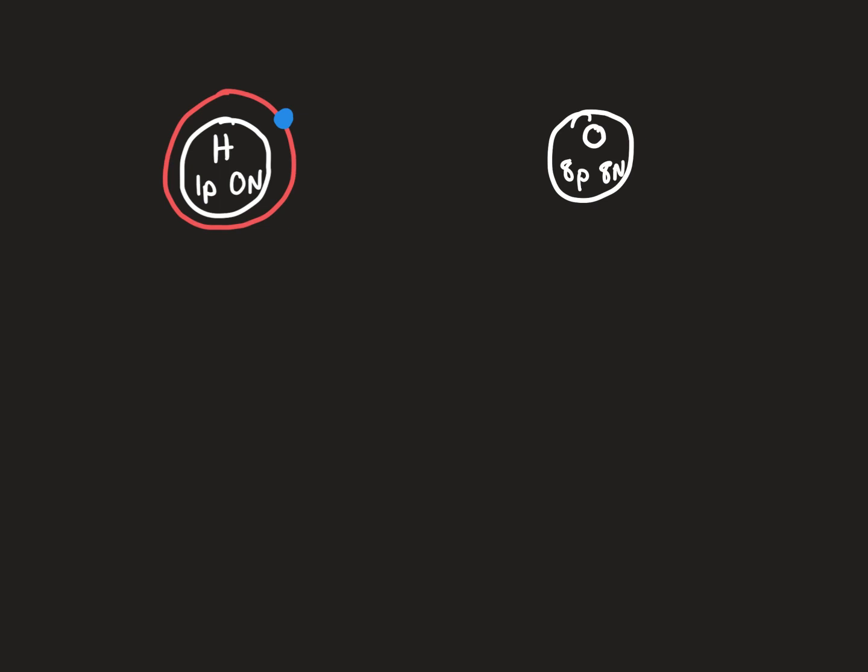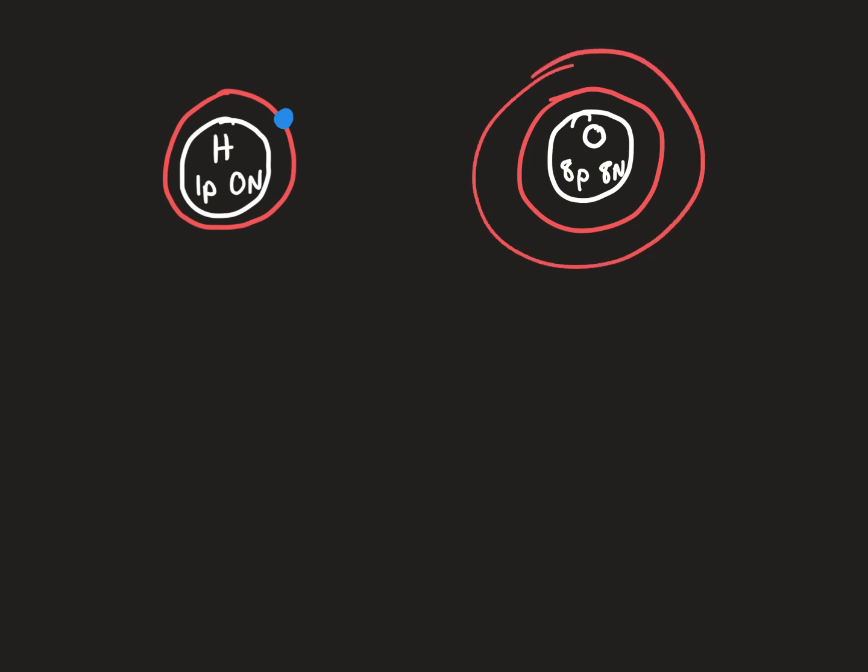Okay, oxygen is in what period? 2, right? So the second horizontal row. So that means it's going to have how many energy levels? 2. So you put 2 rings. That reminds me of when we actually did that.